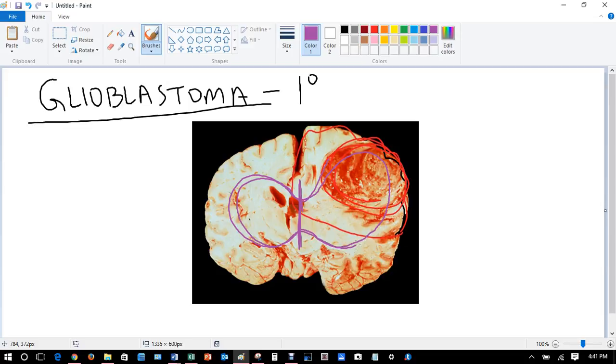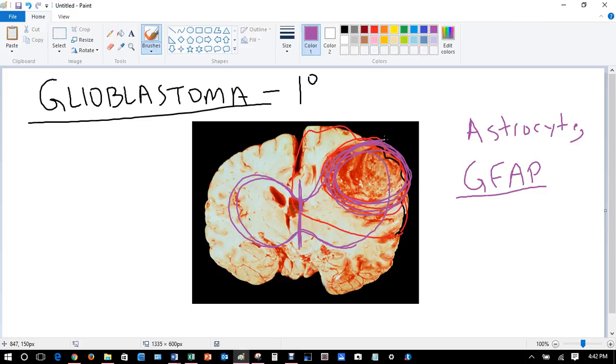The stain: stain the astrocytes for GFAP. Earlier I mentioned a little bit about astrocytes. Astrocytes have this specific aspect of them that can be stained, GFAP. Since this is an astrocyte tumor, remember, glioblastoma is a grade 4 astrocytoma, you can stain for GFAP and this will show up, because it comes from astrocytes. The histology is called pseudopalisading.